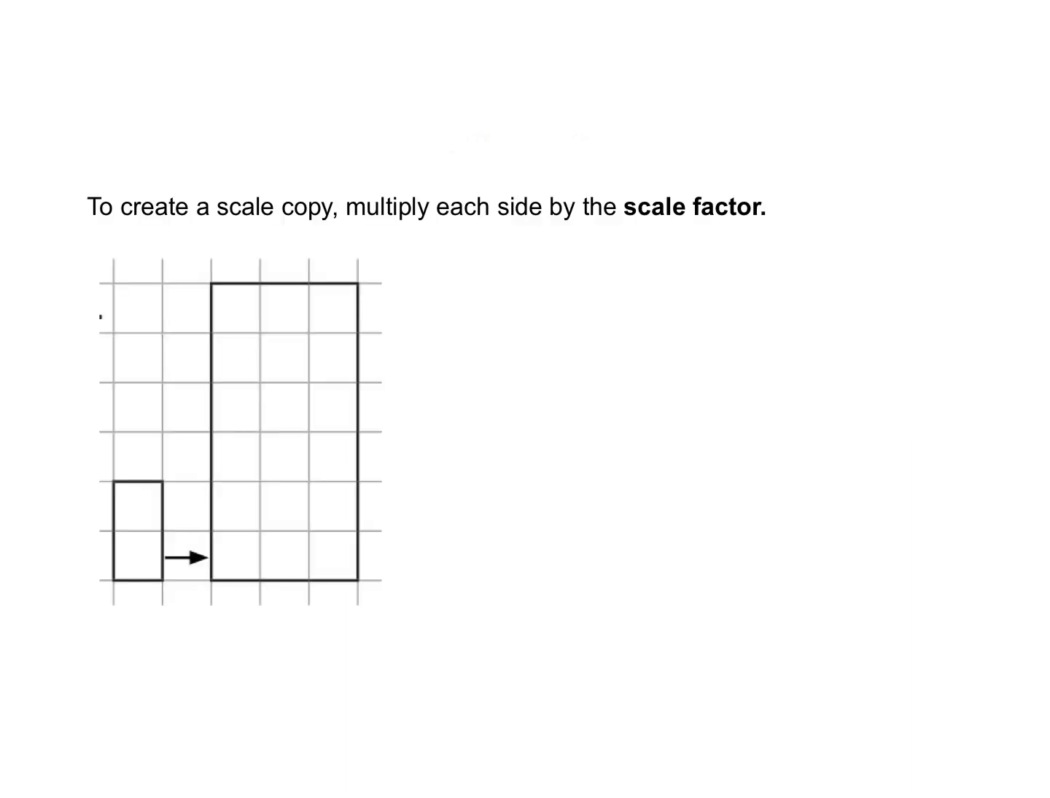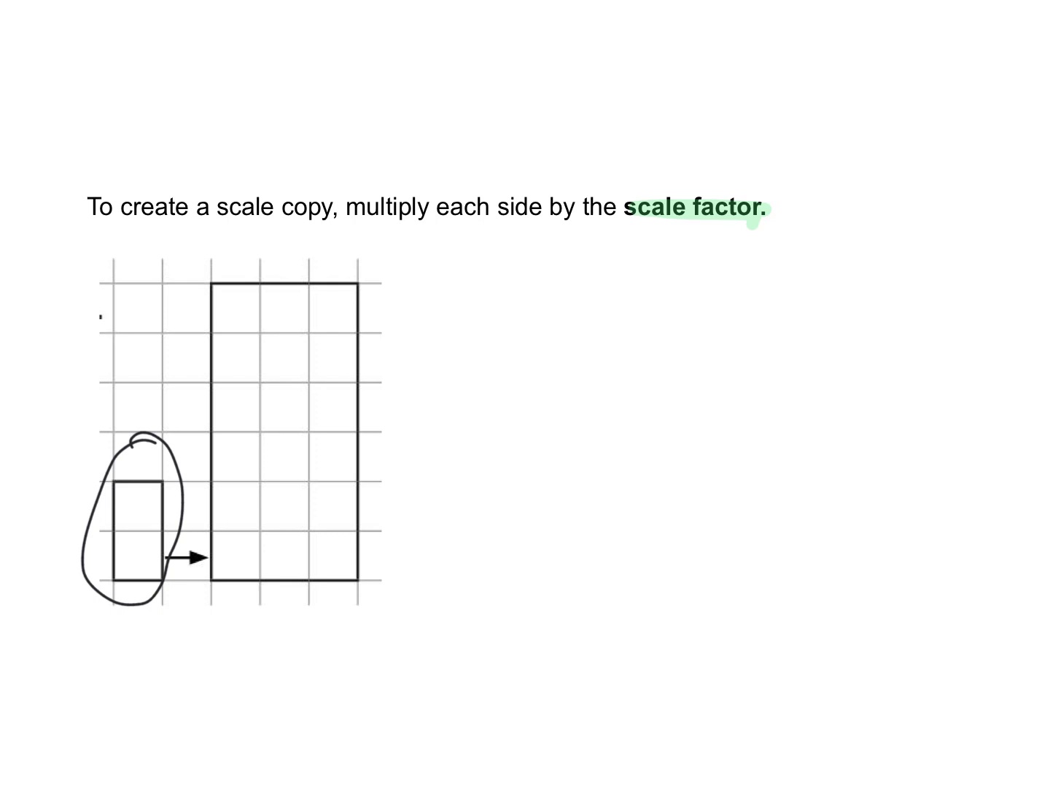To create a scale copy, you are going to multiply each side by the scale factor. That's what you're writing in the blank on your notes. So, for example, here, this is our original shape. You don't have to circle this, but this is your original shape. And then we made a scaled copy. The scale copy was made by multiplying by a scale factor of 3.